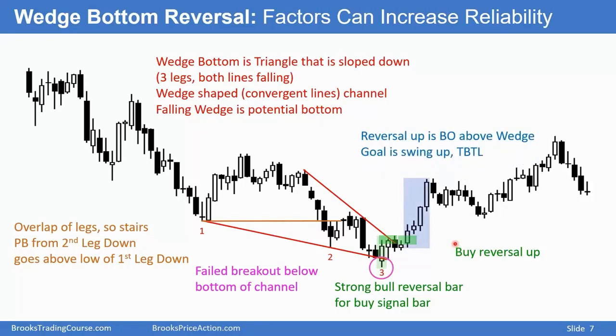The goal of the reversal is 10 bars, 2 legs. Approximately. It could be a lot more, usually not much less. So first leg up, pull back, second leg, or a complex first leg up, pull back, second leg.